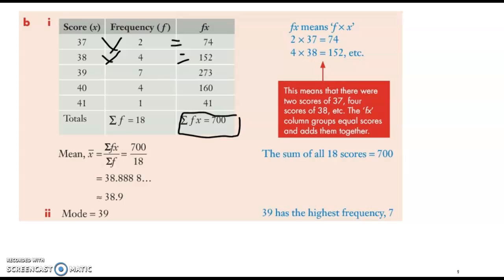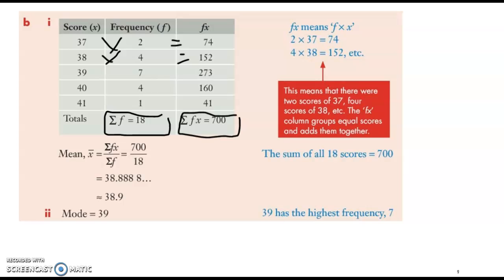Now normally we divide by the number of scores. If you think about that, the number of scores is the same as the total of the frequency column, which we already calculated is 18. Now dividing those, the total of the FX column divided by the total of the frequency column will give us a mean of 38.8 repeating, and then rounding that off to one decimal place gives us 38.9. So that's the mean or the average of those scores.